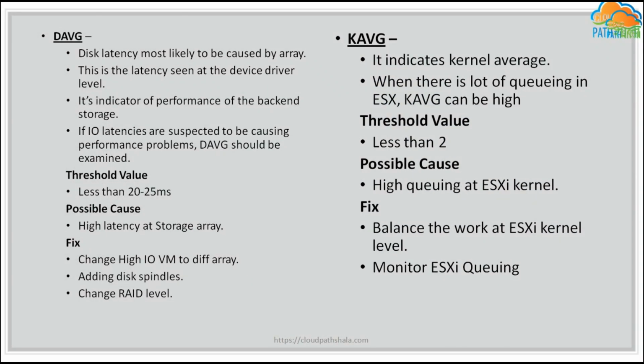This is the first counter I was telling you about, DAVG. Disk latency is most likely to be caused by an array. That's where it shows up. If you have DAVG going beyond 20 to 25, that is the moment you certainly want to dig in. It is certainly a performance bottleneck. So make sure that when you look at the disk average per command, you check if it is going beyond 20 or 25. That's the threshold value mentioned here. Anil, that also depends on the array type we have.